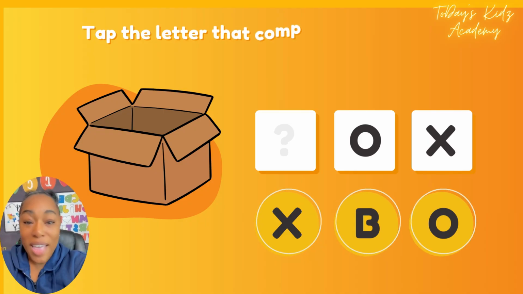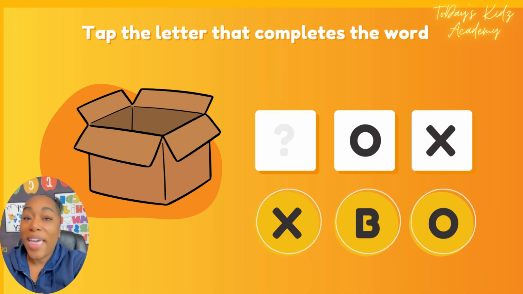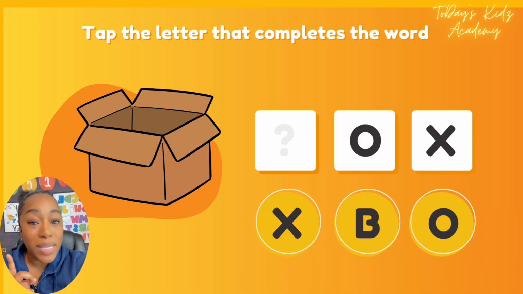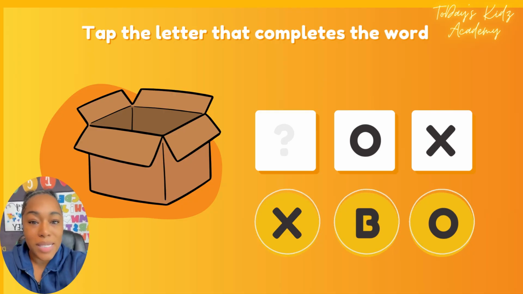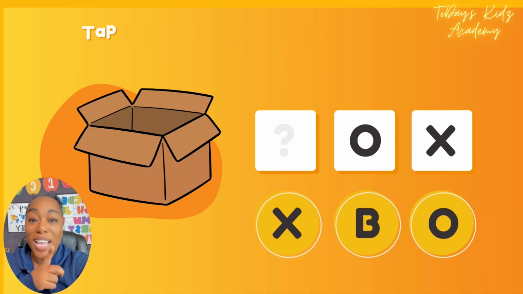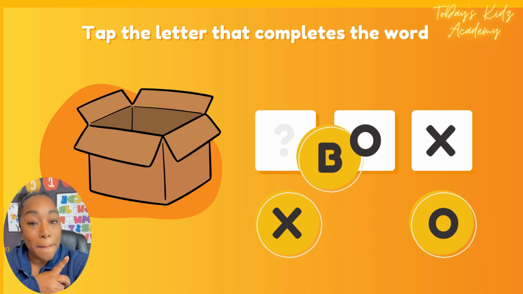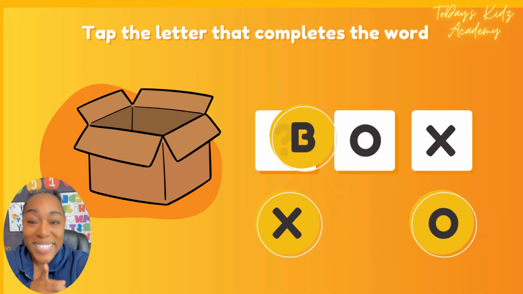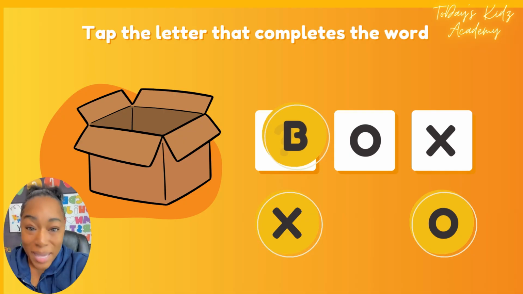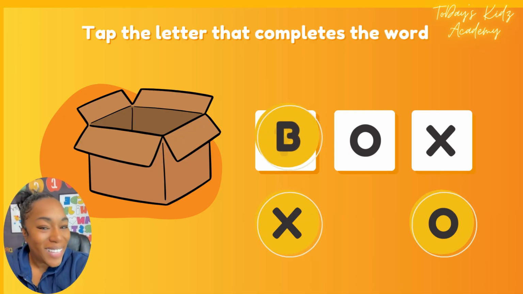Tap the letter that completes the word. This is a box. Box. What letter is missing in box? Did you find the letter that completes the word box? Did you pick B? Good job.